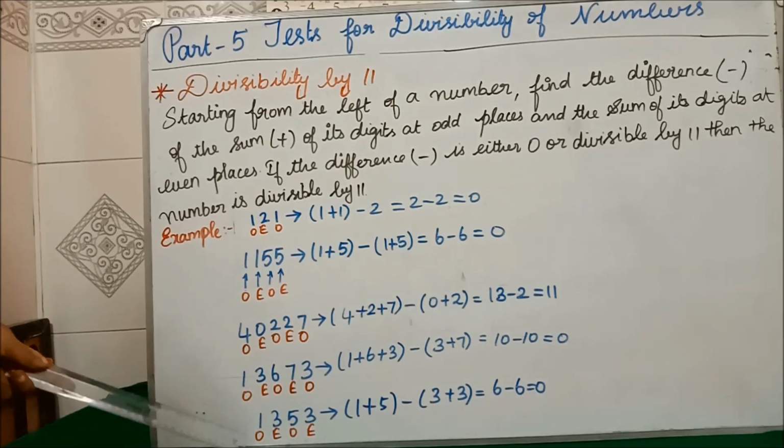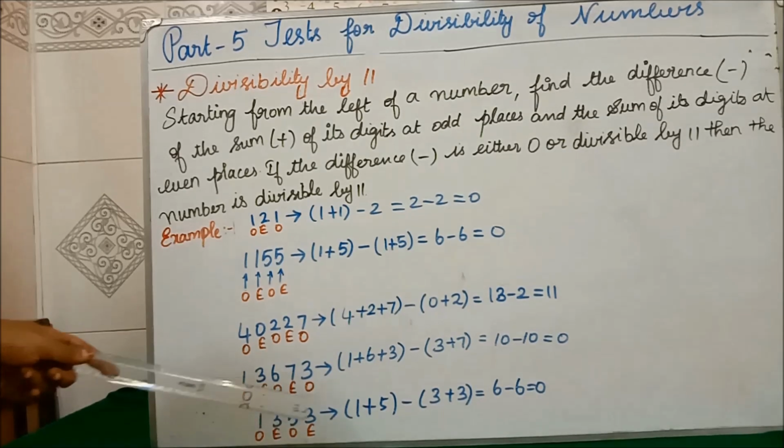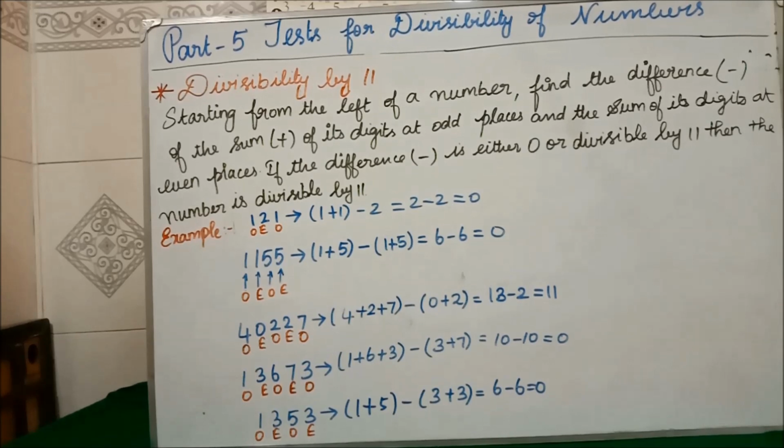Clear? Now 1,353. You write odd, even. Okay, wherever you are getting odd, you just add that number. Wherever you are getting even, add that number. Then subtract this 2 number. That only they are saying in this statement. Clear? So 1 plus 5 is what? 6. 3 plus 3 is what? 6. So 6 minus 6 is 0. Therefore what? It is divisible by 11. Clear children? All of you understand this divisibility condition?